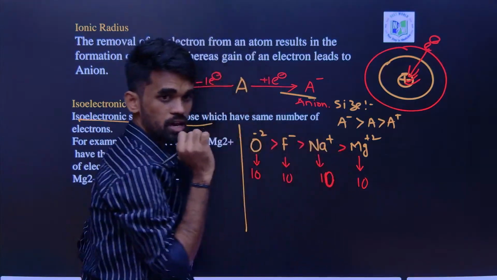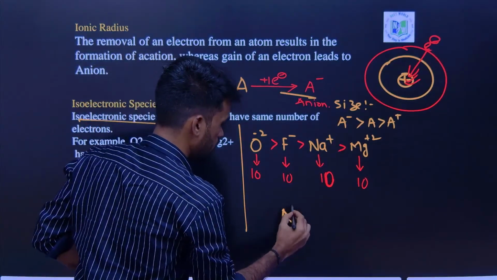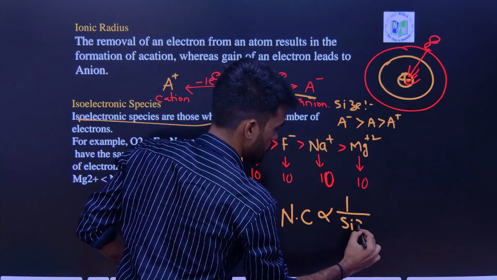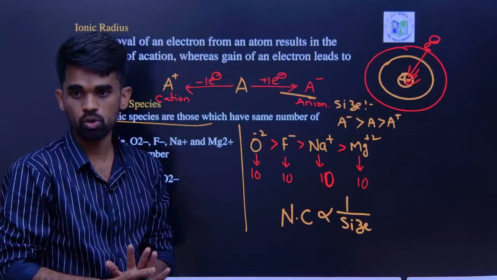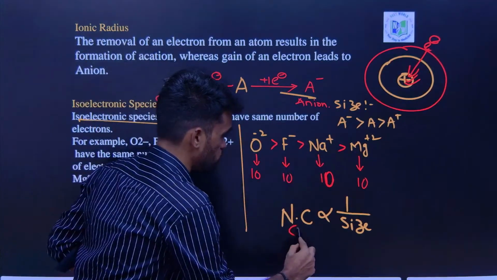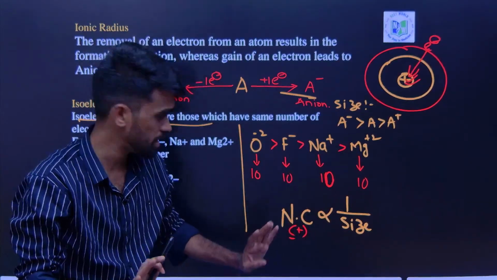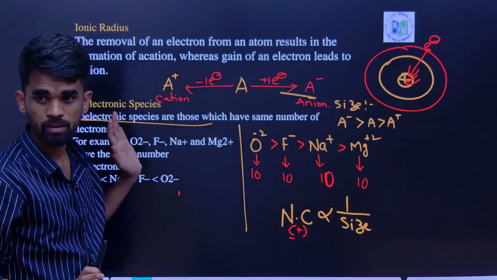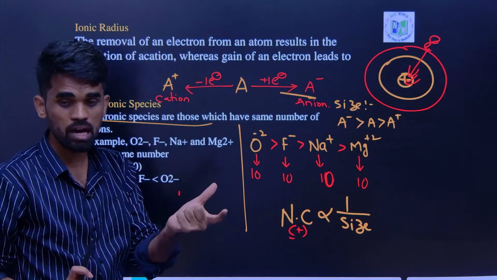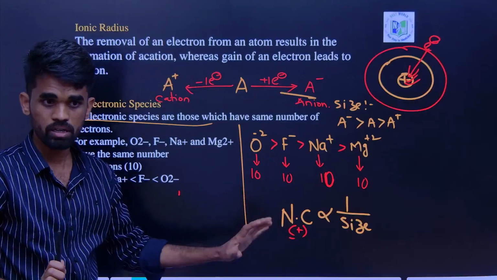So this is the order. One last statement you can remember for this: nuclear charge is inversely proportional to size, or size is inversely proportional to nuclear charge. NC means positive charge. More positive charge, smaller is the size. This is enough to answer this kind of questions. Whatever the last lines or conclusions we make for each discussion, just note them, it is useful.